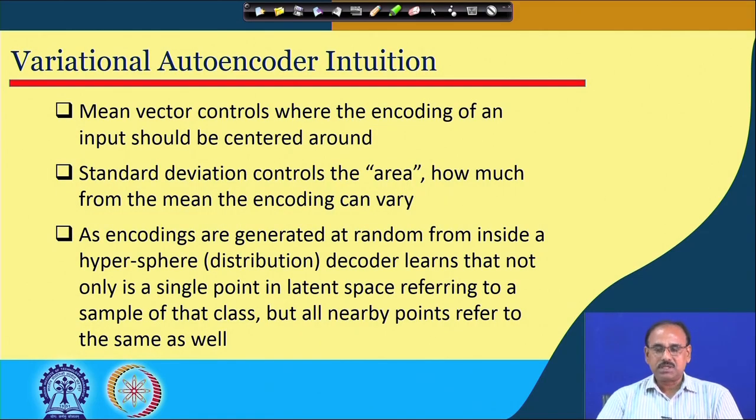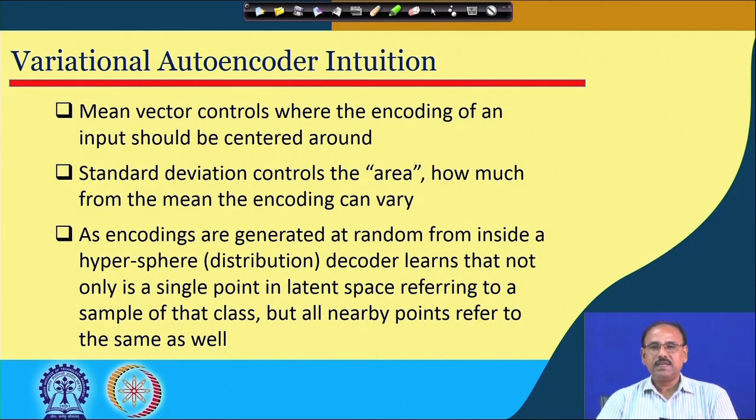So, when you have this distribution of the latent variables, if I assume that it gives you a Gaussian distribution, then I will have a mean and a standard deviation. The mean vector controls where the encoding of the input should be centered around. So, it simply gives you the position of that particular distribution. And the standard deviation obviously controls the spread of that particular attribute, or it tells you how much from the mean the encoding of that attribute should vary.